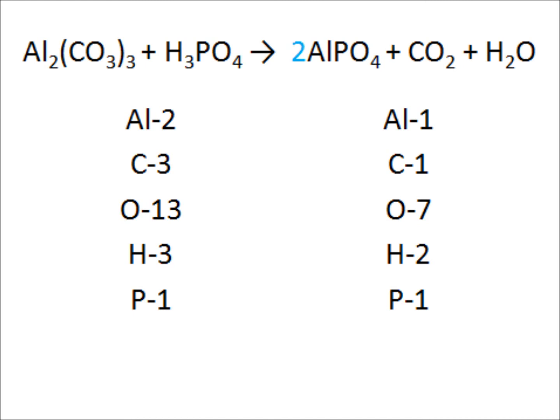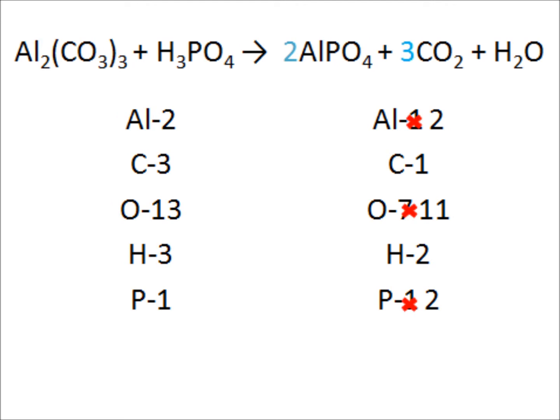So the first thing we're going to do is balance the aluminum. Since we have less on the product side, we're going to put a 2 next to the aluminum on that side. With the 2 there, we now have 2 aluminum, but we also have 11 oxygen and 2 phosphorus now on the product side. Next we're going to balance the carbon. Since there's less on the product side, we're going to put a 3 next to the carbon on that side, so it'll be the same amount as the carbon on the reactant side. With the 3 there, we now have 3 carbon, which is what we wanted, but we also have 15 oxygen now on the product side.